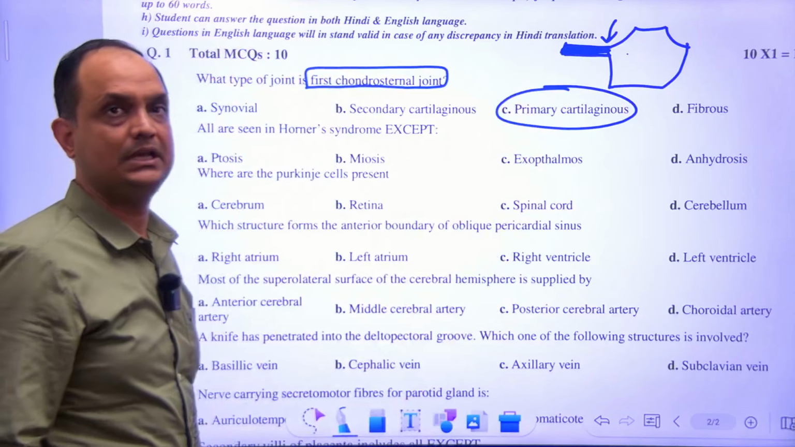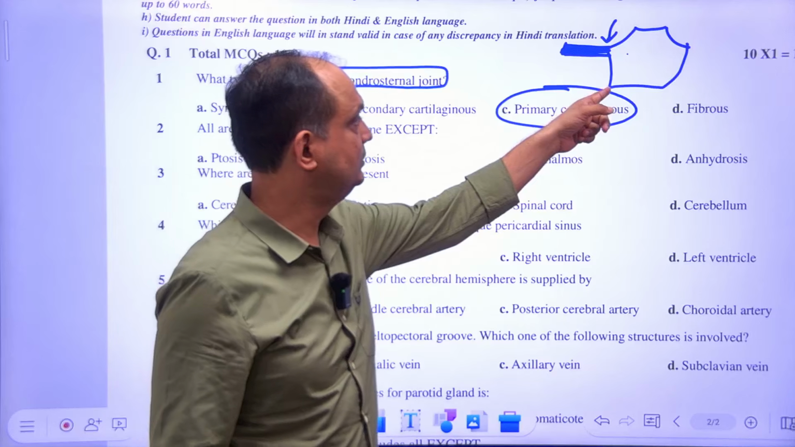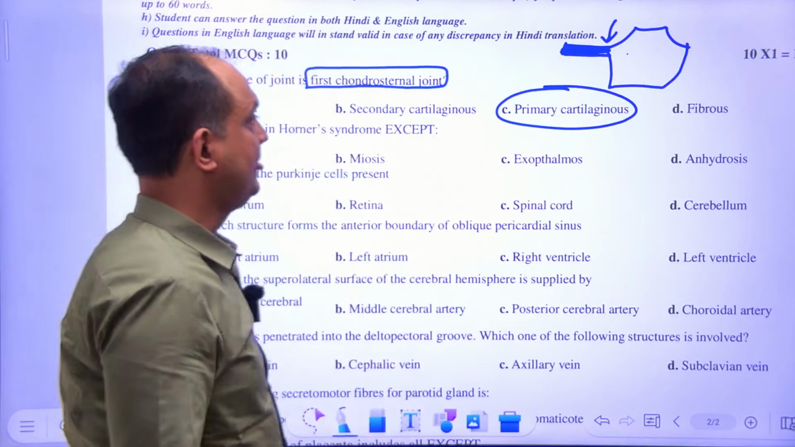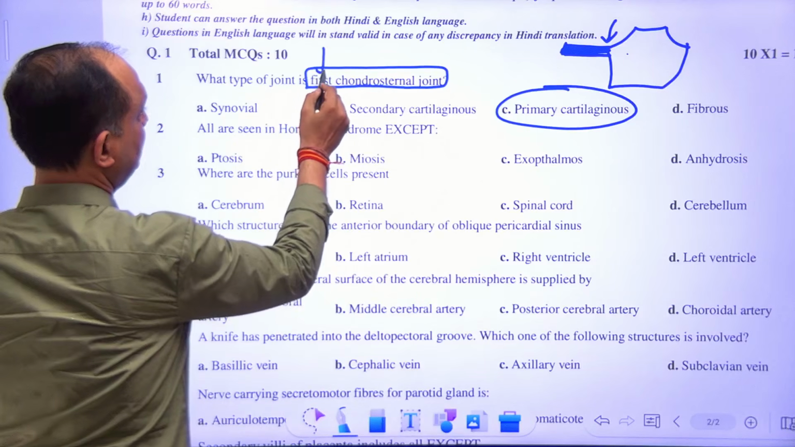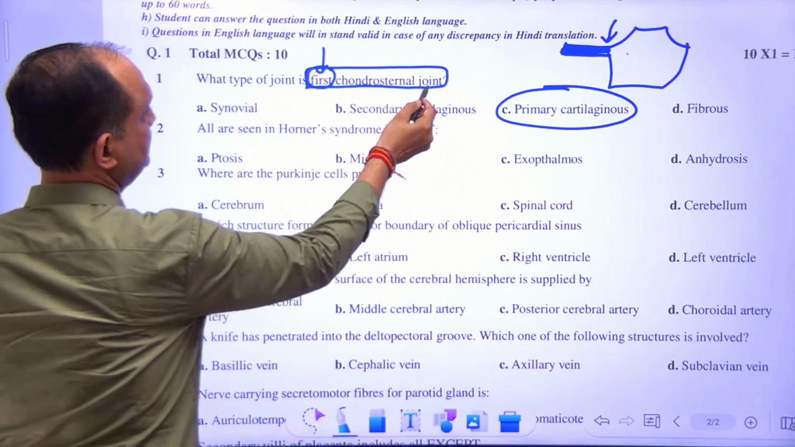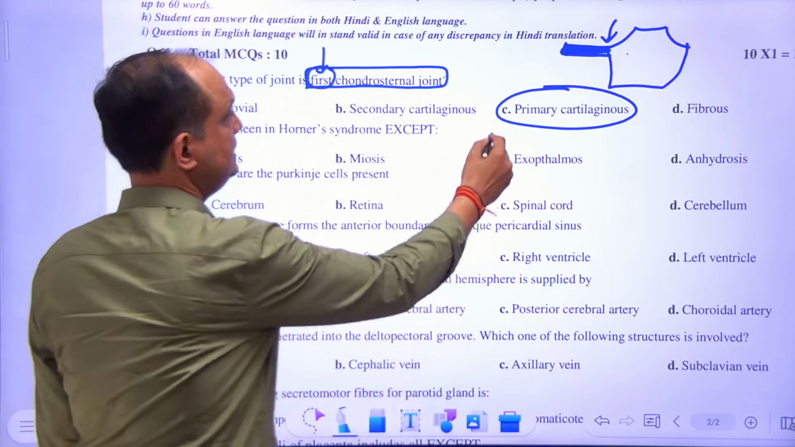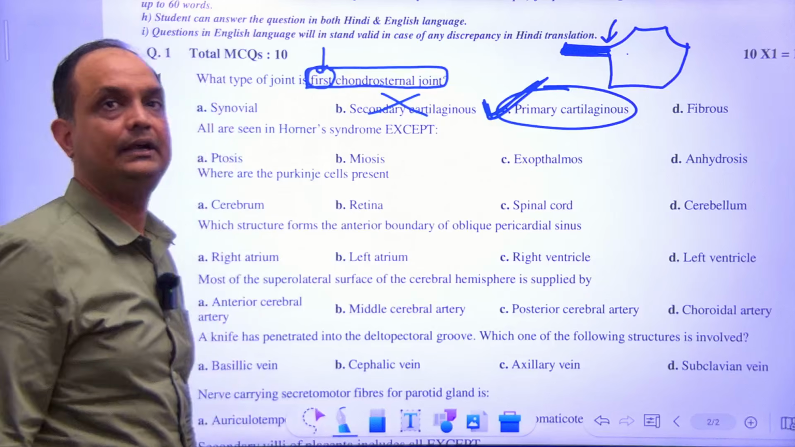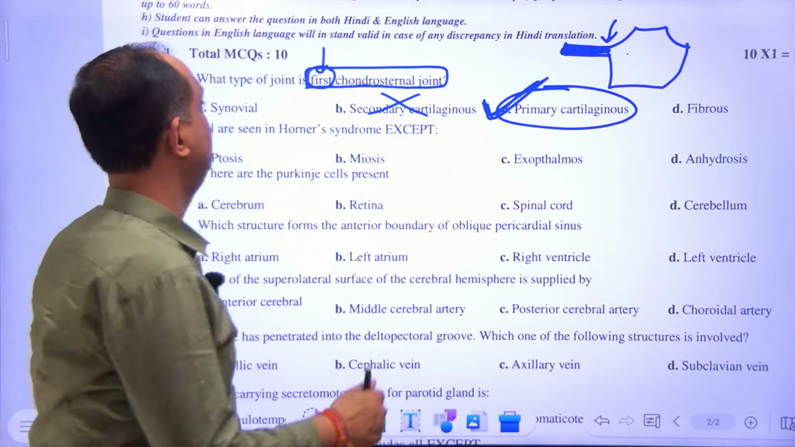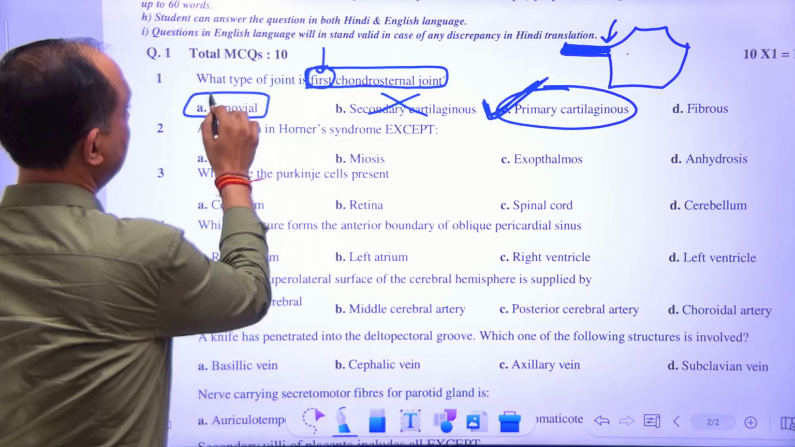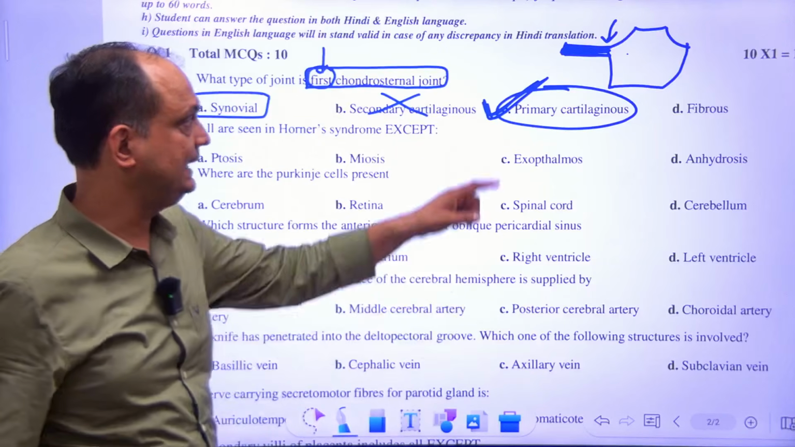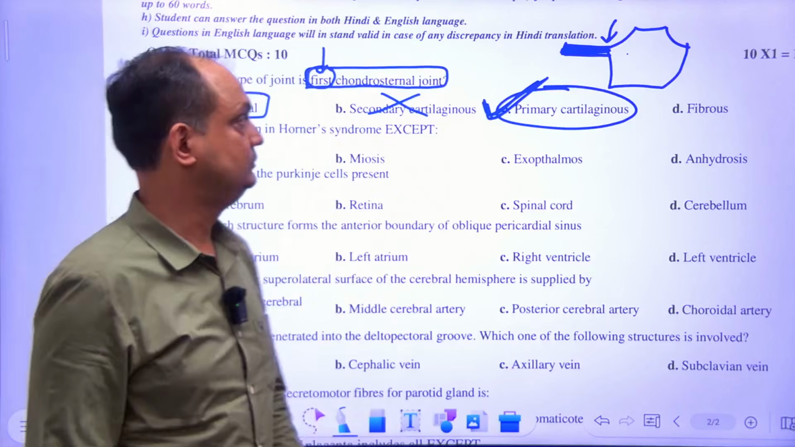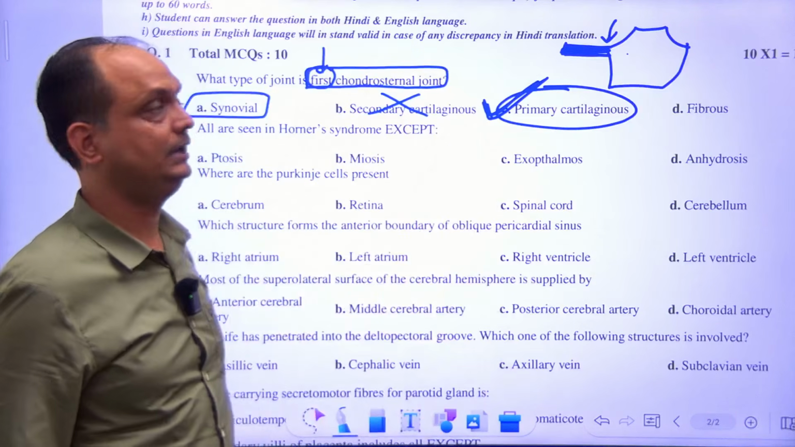This question has been asked because the remaining costal cartilage and sternal joints are all synovial. Clear? So you have to keep this in mind. It is particularly talking about the first chondrosternal joint and the answer is C, a primary cartilaginous joint. It is not a secondary cartilaginous joint. Secondary cartilaginous joints are the midline joints. The second, third and fourth joints between the sternum and the costal cartilage are synovial. So the answer of this question is primary cartilaginous.